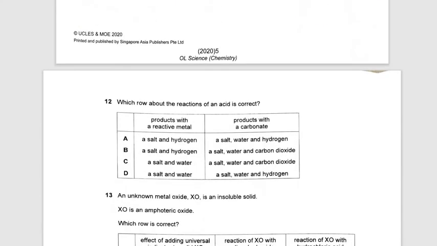So 11 is done. Now 12, what you wrote about the reaction of acid is correct. When acid reacts with reactive metals, it will always give you a salt and water, and with carbonate, a salt, water and carbon dioxide. So this is the only option you have, B is the correct one.